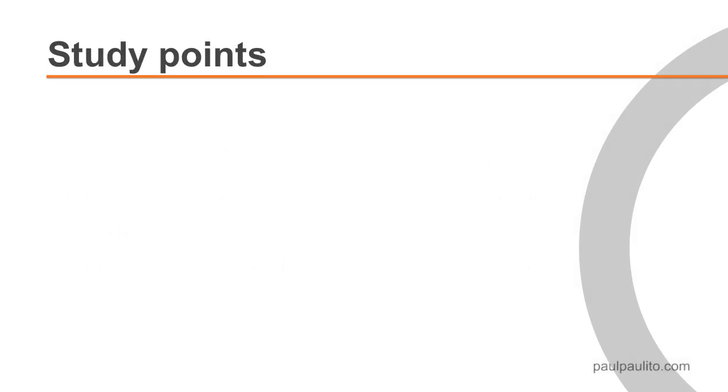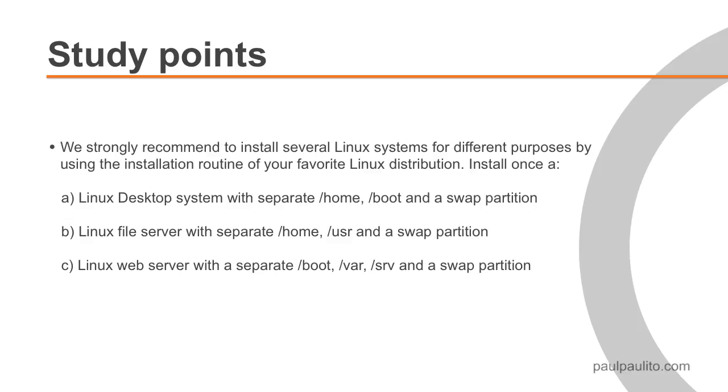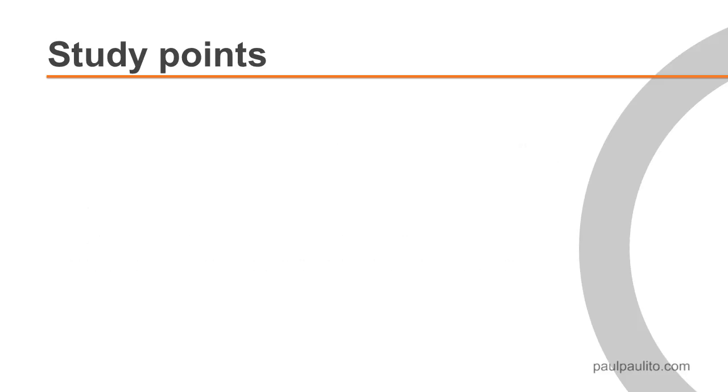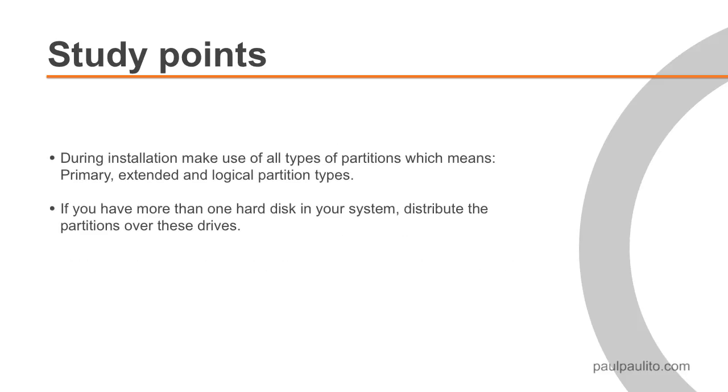Study points. We strongly recommend that you install several Linux systems for different purposes by using the installation routine of your favorite Linux distribution. You should try to install a Linux desktop system with separate /home, /boot, and swap partitions, a Linux file server with separate /home, /usr, and swap partitions, a Linux web server with separate /boot, /var, /srv, and swap partitions. During installation, make use of all types of partitions, specifically primary, extended, and logical partition types. If you have more than one hard disk in your system, distribute the partitions over these drives.